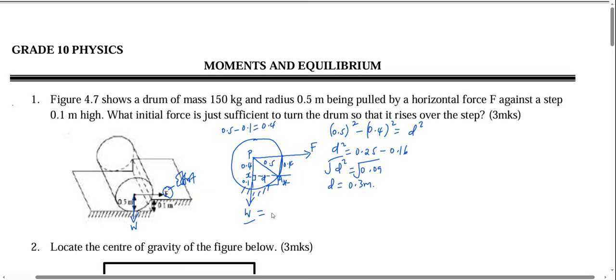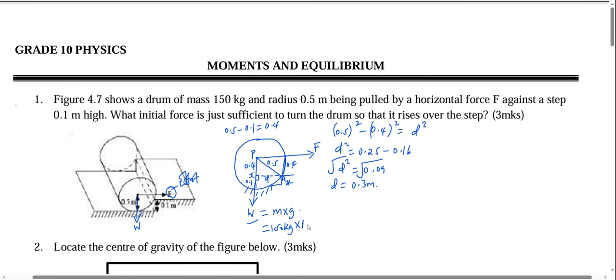Now, having found all the distances we need, let's get the weight. Weight is calculated using the formula mass times gravity, and the mass is given as 150 kilogram, times 10 Newton per kilogram as the gravity, giving us 1500 Newton.